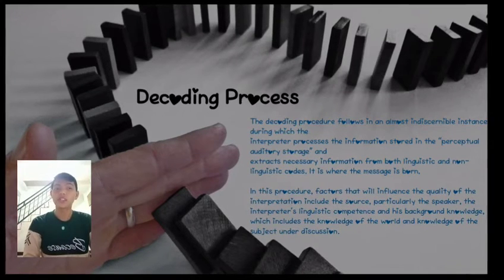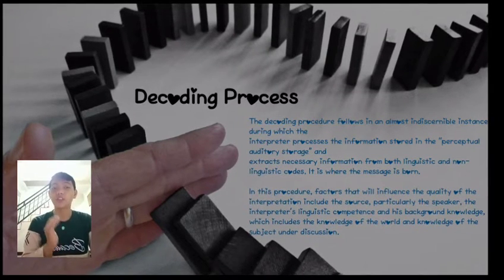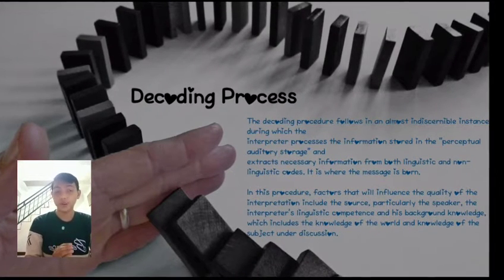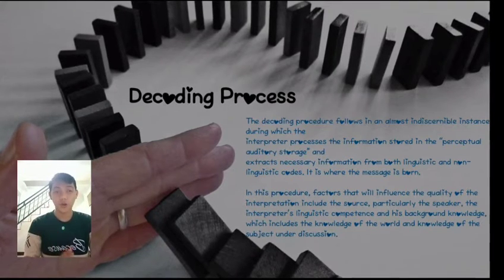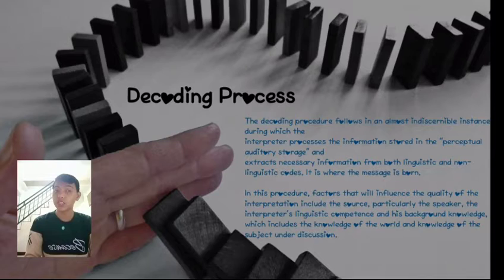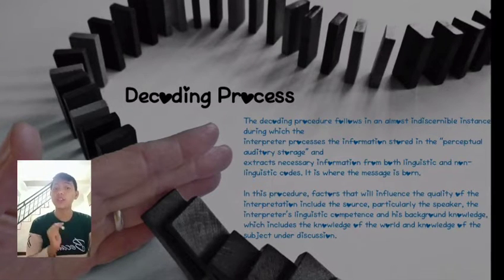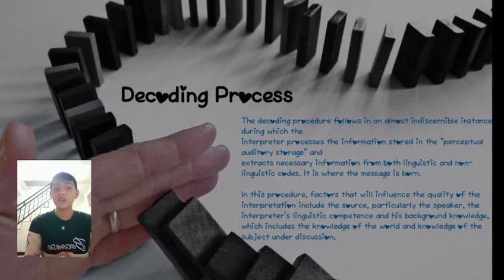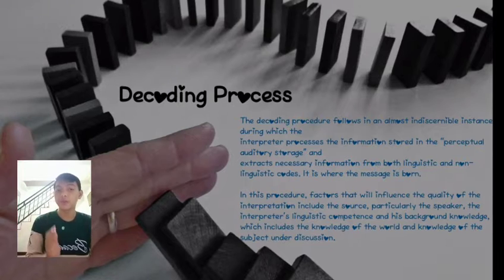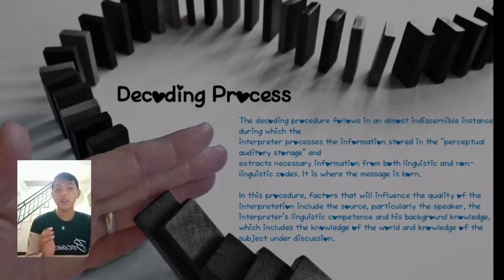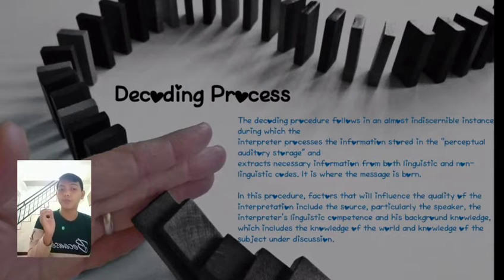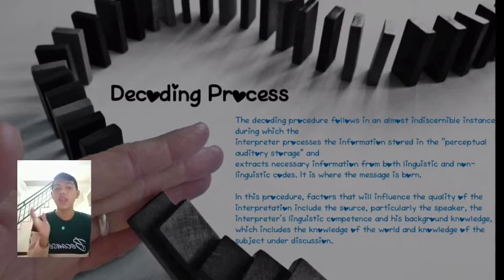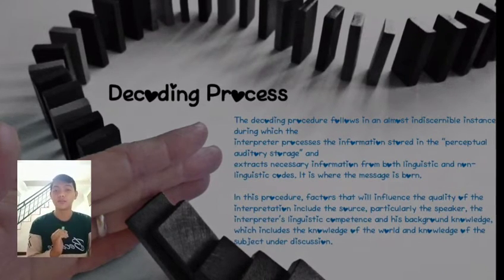The decoding procedure follows in an almost indescribable instance, during which the interpreter processes the information stored in the perceptual auditory storage and extracts necessary information from both linguistic and non-linguistic codes. It is where the message is born. In this procedure, factors that will influence the quality of the interpretation include the source, particularly the speaker, the interpreter's language competence, and his speaker knowledge, which includes the knowledge of the world and knowledge of the subject under discussion.